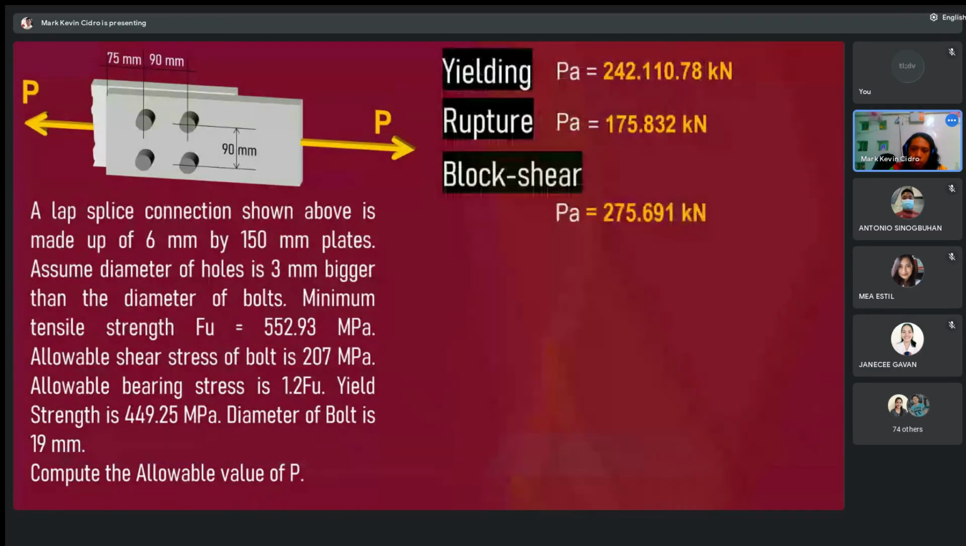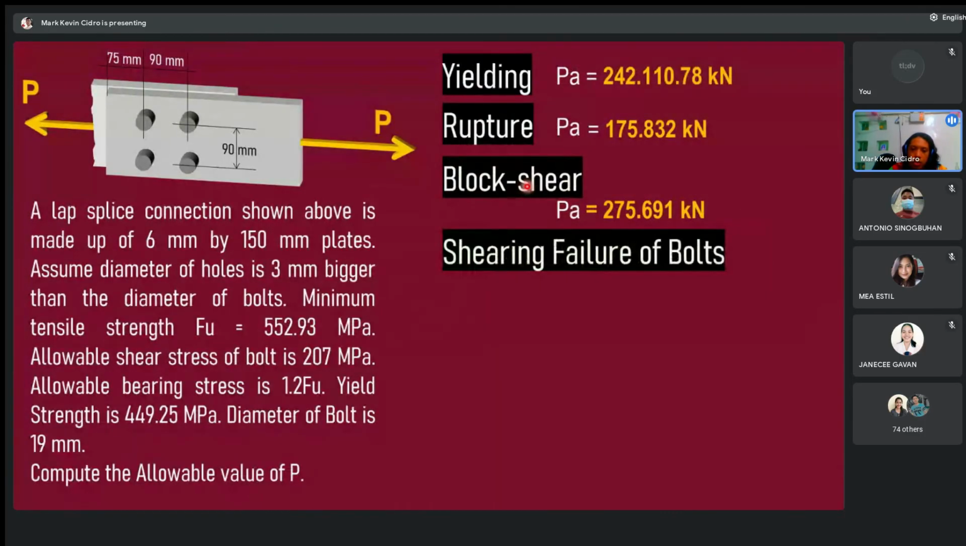Okay? Okay, next we will check shearing failure of bolts. O yan na, bolts naman ito. Nangyayon the allowable shear stress of bolt is 207 megapascal. So, ini nga shear failure of bolts, nag-shear off an imo bolts. So, pananglitan, makusog-kusog ang imo member, tapos weak ngayon is an bolts. Kay pareho lang nga hole ito. Shearing failure of bolts, nag-shear off an bolts.